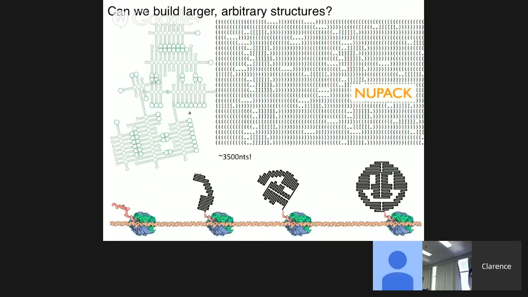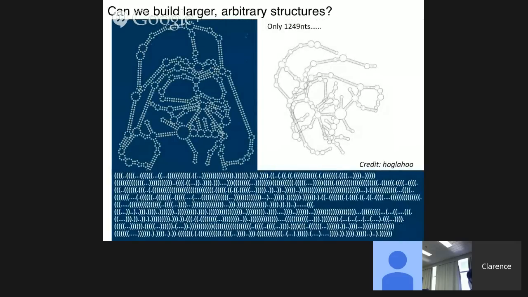And just for example, I want to refer to a fairly large notorious structure that I found in Eterna. It's only 1,250 nucleotides, so we just need to go about 3 times bigger than this. But I think we're well on our way. So thanks to Hoglahu for designing this horrible disaster. I tried to play it, and it just broke my computer.